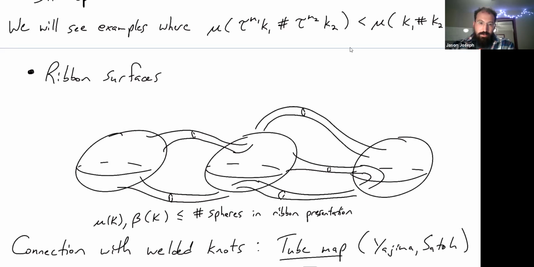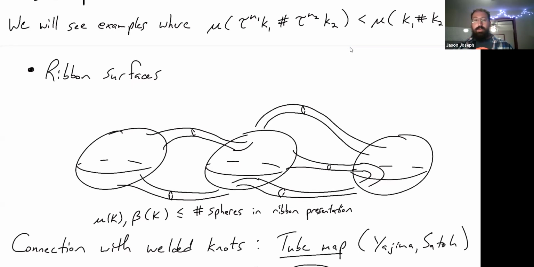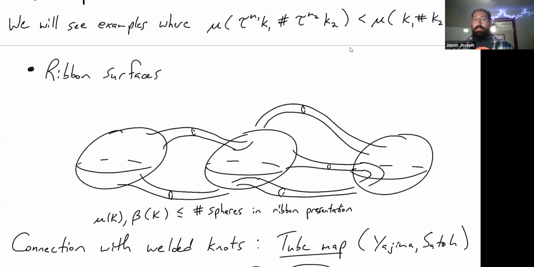So notice the number of spheres here is an upper bound for both the bridge number and the meridional rank. A meridian for each of the spheres will generate, and also those are the minima or the maxima.